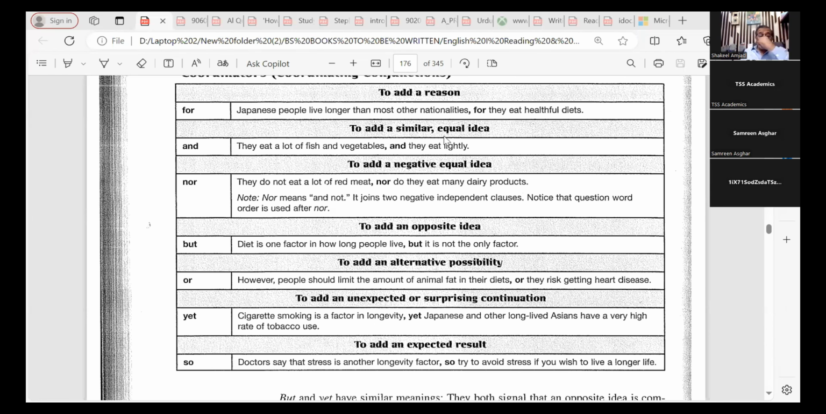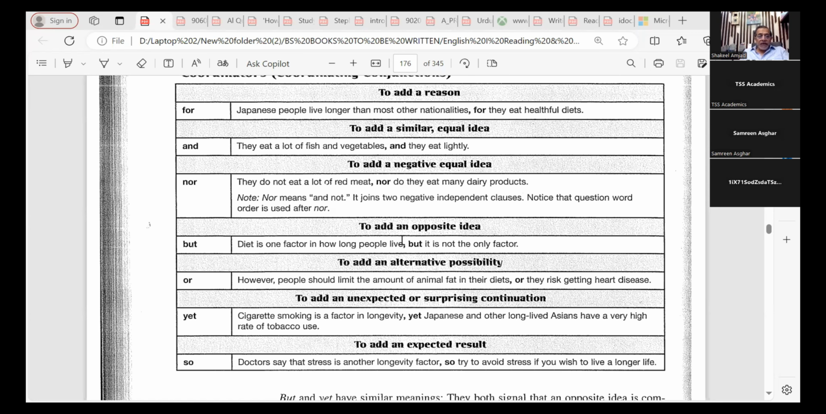Always remember that whenever you are joining two clauses with these coordinating conjunctions, put a comma before them. Here you can say a comma before for, a comma before and in the following. To add a negative, nor, negative equal ideas: They do not eat a lot of red meat, nor do they eat many dairy products. ना ही वो ये खाते हैं, ना ही वो खाते हैं, सेहतमंद रहते हैं. That's why they have longer lives.